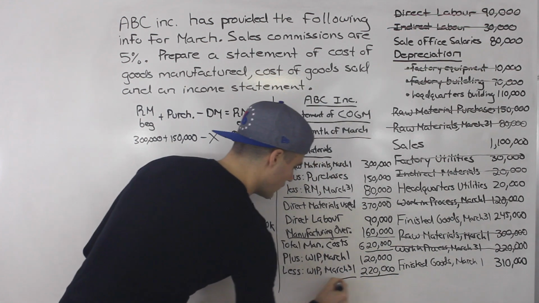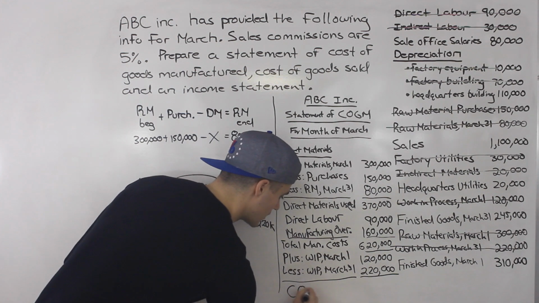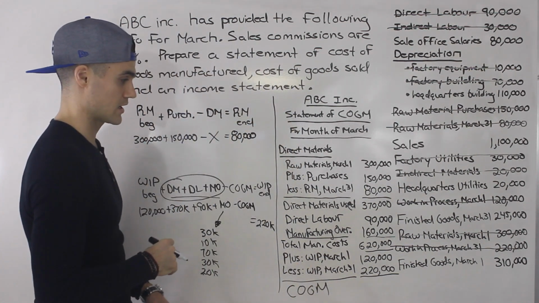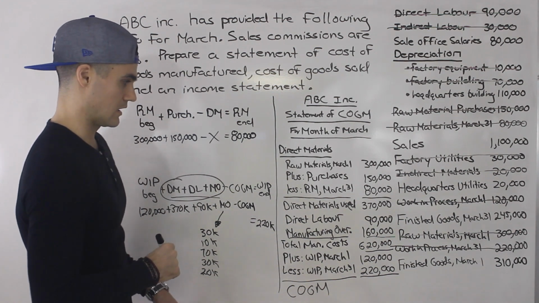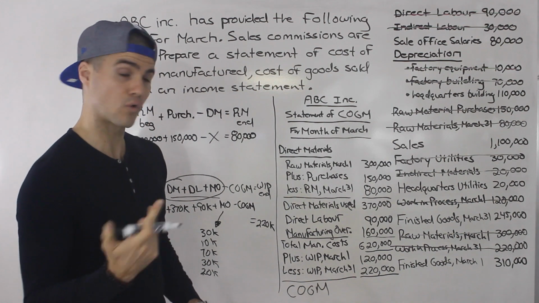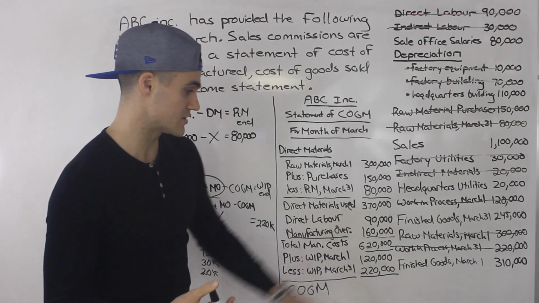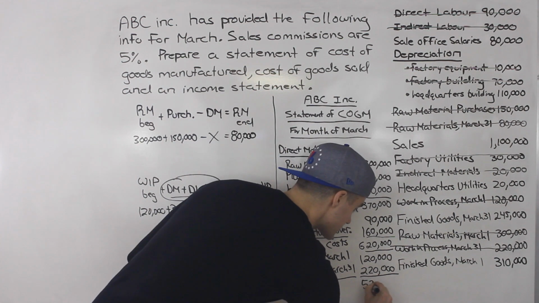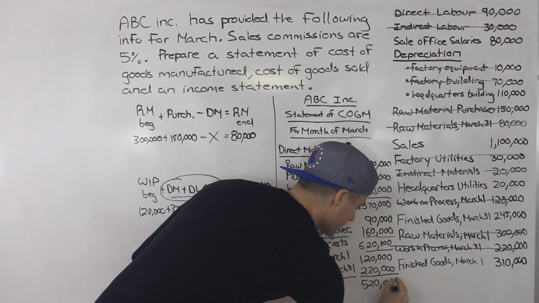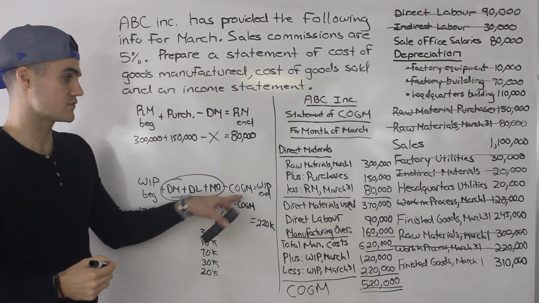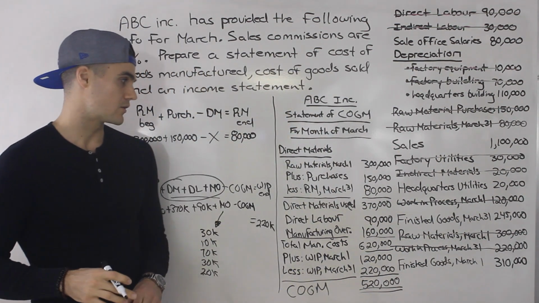And then when you net all of that out, you end up getting that cost of goods manufactured, which is what we are trying to get to. So you do the 620,000 plus 120, that would give us 740, and then 740 minus 220, that gives us 520,000. So that right there is your cost of goods manufactured, right?